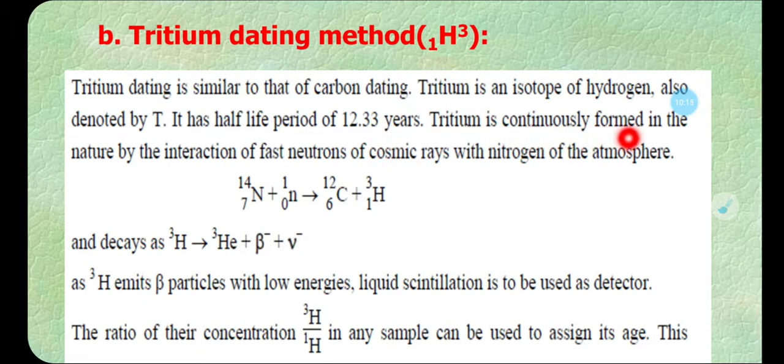Tritium is continuously formed in nature by the interaction of fast neutrons from cosmic rays with nitrogen present in the atmosphere. The same reaction is there, that nitrogen reacts with the fast moving neutron, gives stable carbon, and we get the isotope of proton. Similarly, this reaction also gives the product, that is, carbon isotope C14 and the proton. Now it also gives us a stable carbon and then radioisotopic proton.